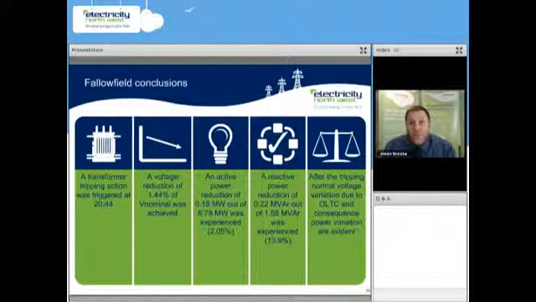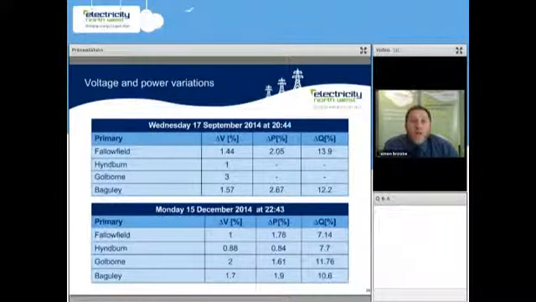So we actually have had 3 events, but these 2 tables are just showing 2 events. So the event I've just gone through at Fallowfield was the 17th of September, and that happened at 20:44. So as you can see the results there for Fallowfield, Hyndburn Road in Goulburn and Bagley. We don't have the change in active or reactive power for Hyndburn Road and Goulburn, due to the fact there was a lot of changes and oscillations there, so it's very hard to work out what the actual effect was.